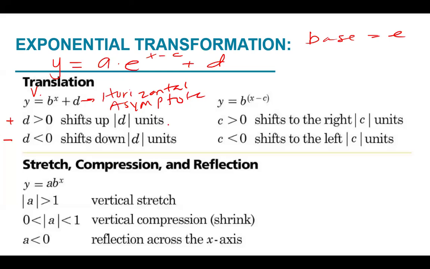Okay. Now let's talk about C. C is your horizontal movement. So I'm going to put an H for horizontal. Your C is telling you whether you're going left or right.